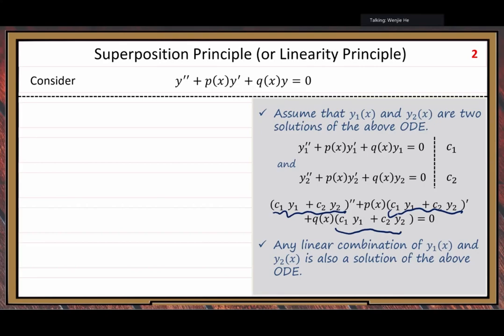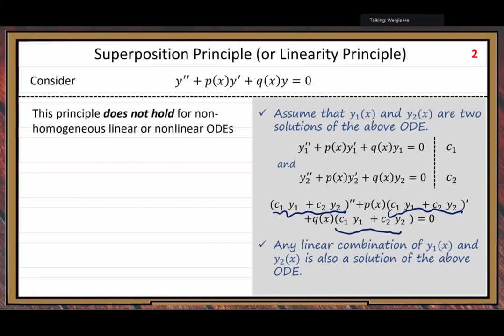So 2 more minutes. Let me show you something that does not hold. This principle does not hold for non-homogeneous equations, linear or non-linear. First, y1. You can easily see y1, 1 plus cosine of x, double prime, you add them up, equals 1. So y1 is a solution.